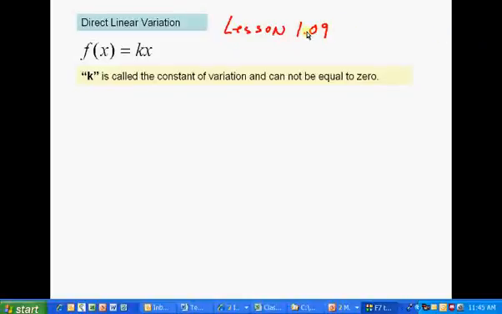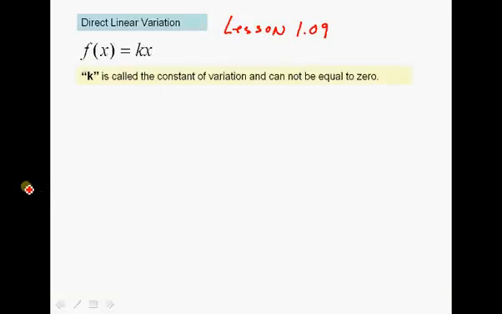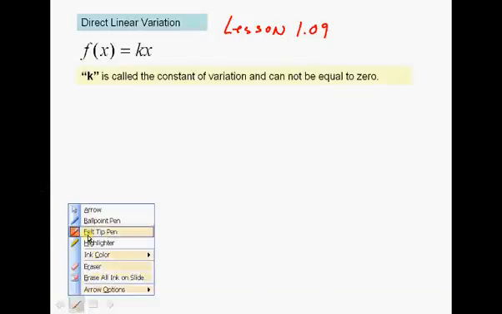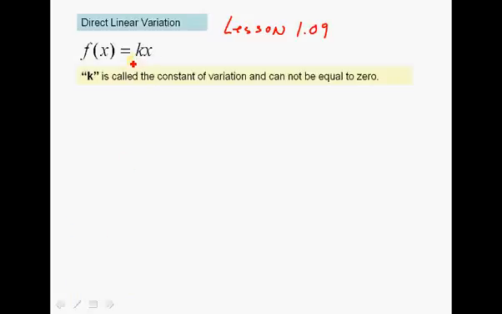Hi, I had a student ask me to show them how to do a problem from lesson 1.09, direct linear variation, and so I'm making a little video and I'll use this to show everyone how this works.